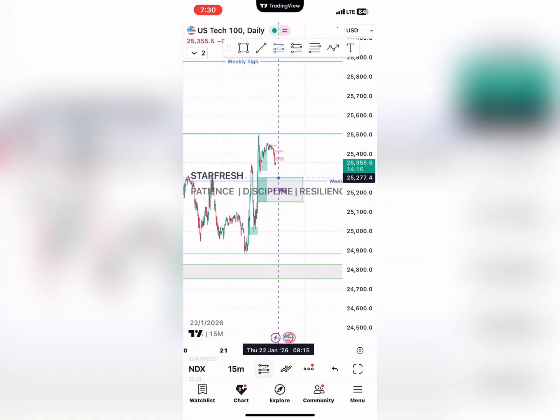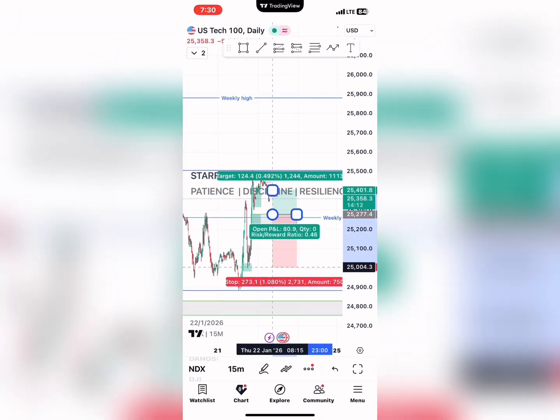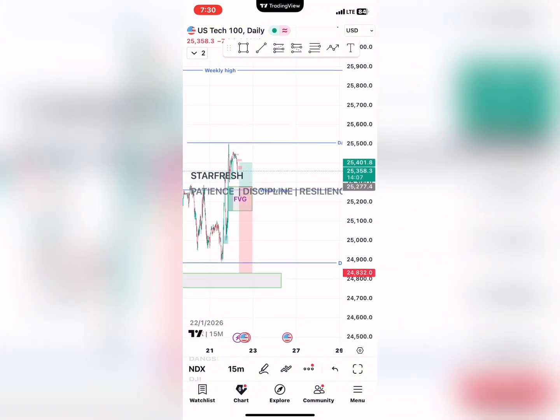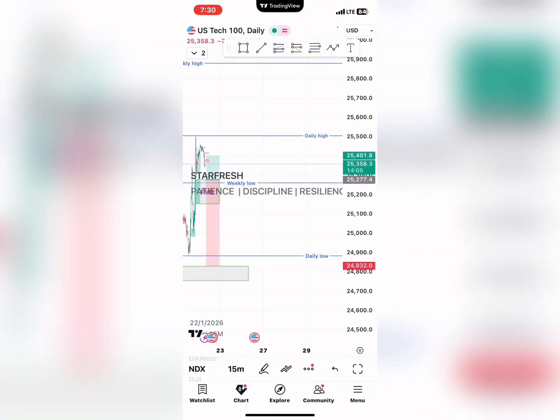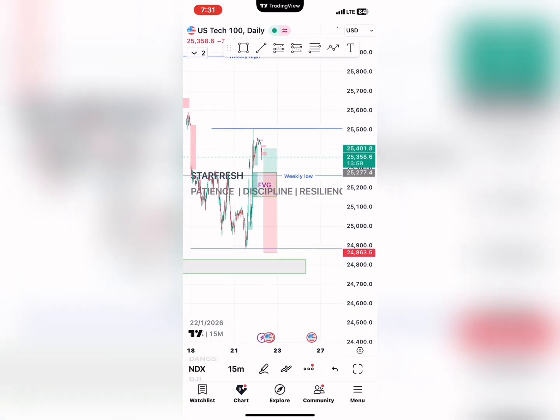So now this is our fair value gap. This is where I'll be taking my buy entry from, and I'll put in my SL here below the daily low, which is where the market swept liquidity, the candle that swept liquidity here, below it right here.